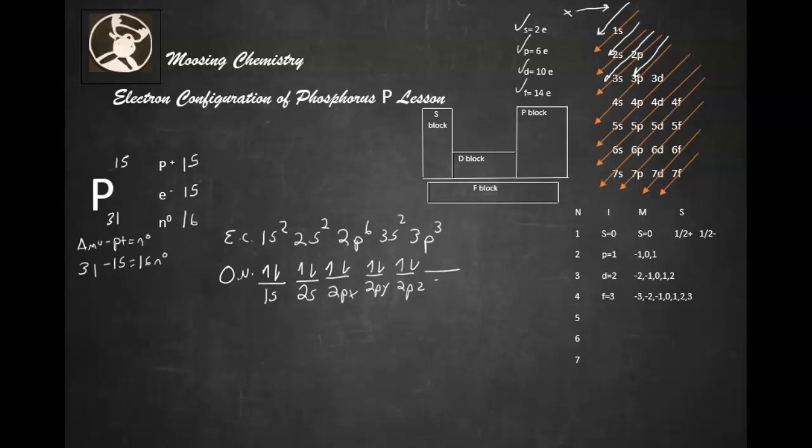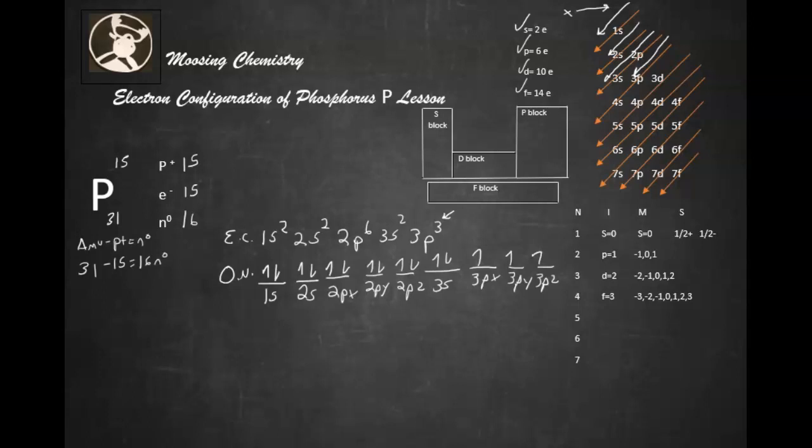And then we're going to go 3s up and down. Then we're going to go 3px, 3py, 3pz. So we have 3 of these, right? So I go 1, 2, 3. You see, that way we're doing Hund's rule. Pretty darn snarly. What about our noble gas notation?